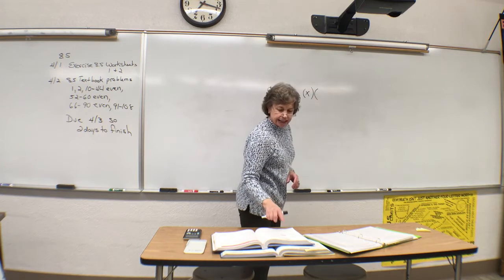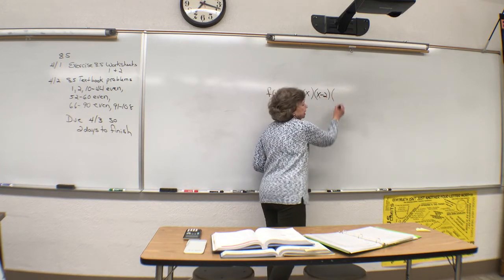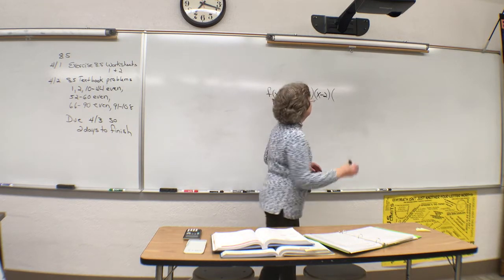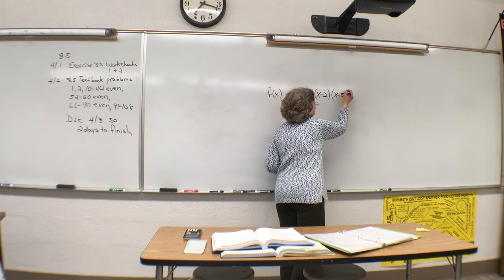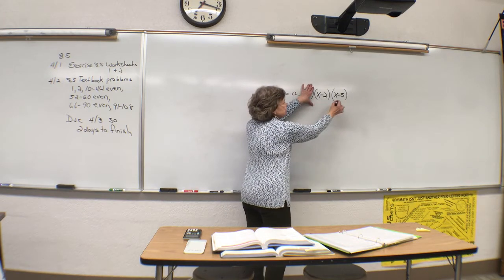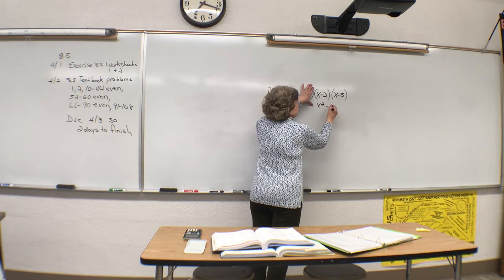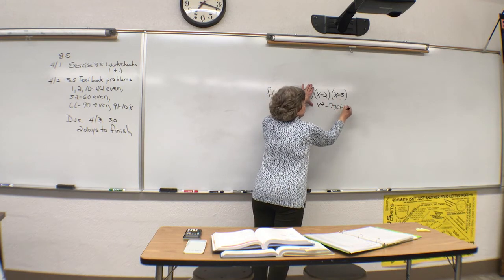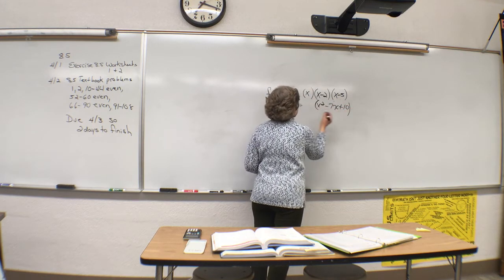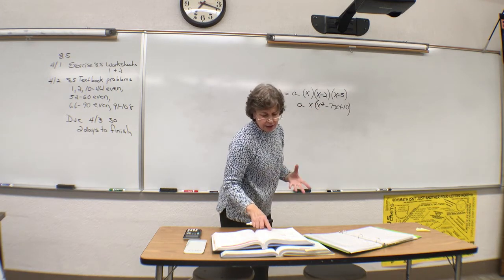I have one zero at 2, so x minus 2. And we have a third one at 5, so x minus 5. To write the equation, I would probably FOIL these two first. So x squared minus 2x minus 5x is minus 7x plus 10. That gets multiplied by x and by a.